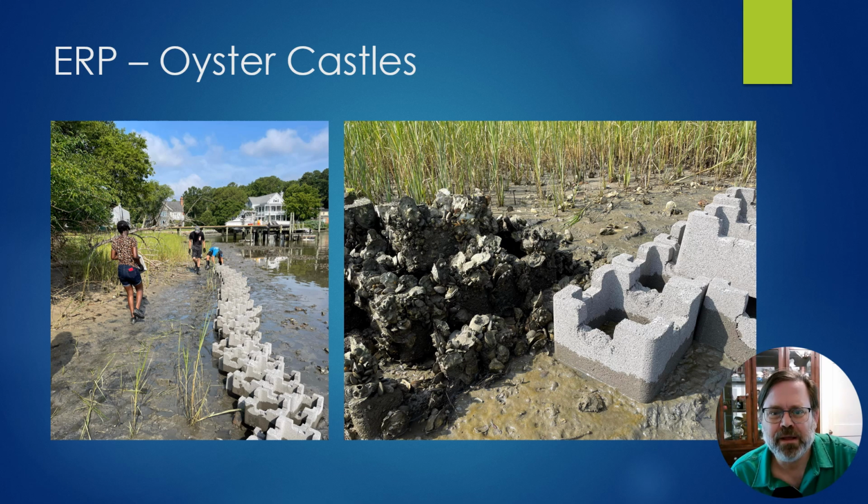In the right-hand picture, this shows brand new castles placed that day, and on the left-hand side of the picture to the right, these are castles that were placed 4 years earlier in more susceptible areas of this particular private property. And you can see it's entirely coated with oysters and ribbed mussels and barnacles and stuff like that, indicating that these very quickly become functional habitat.